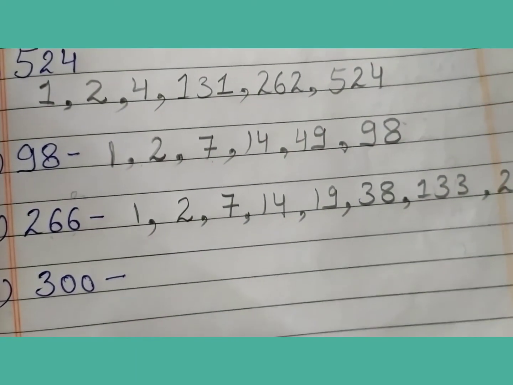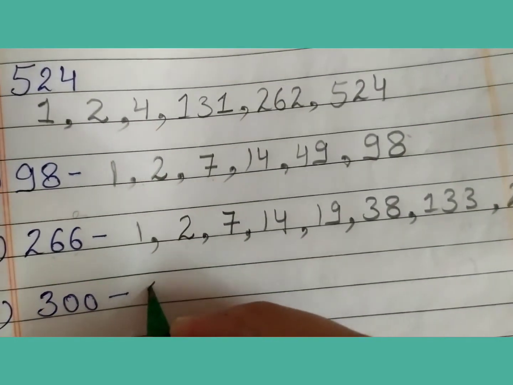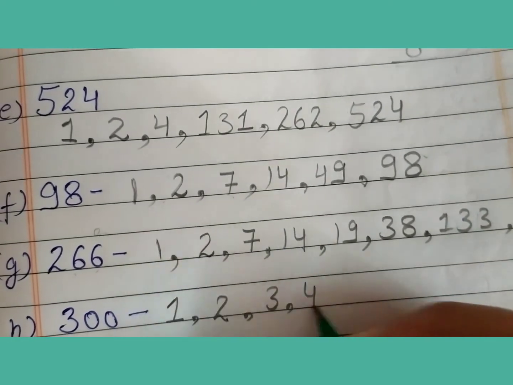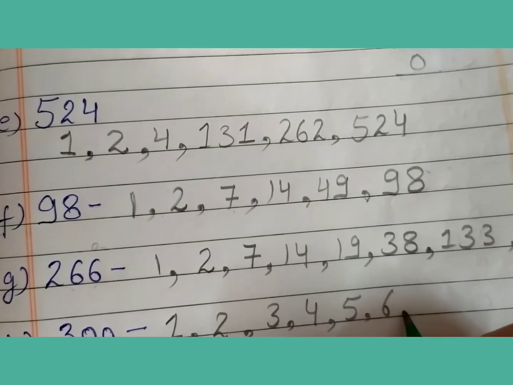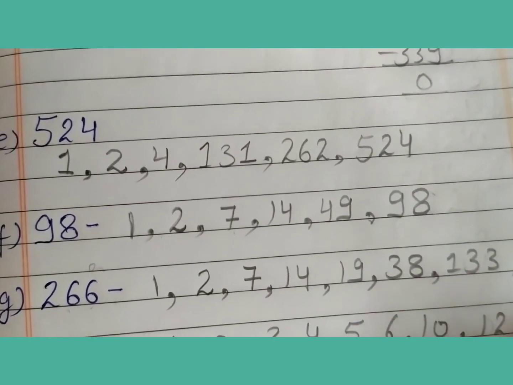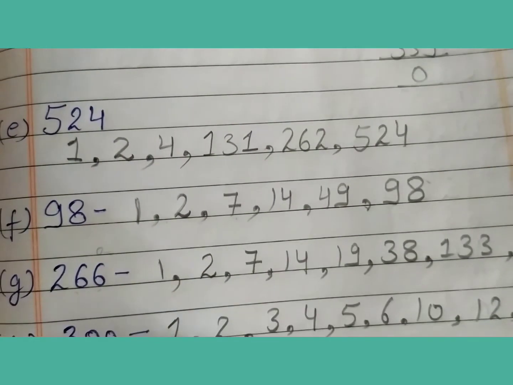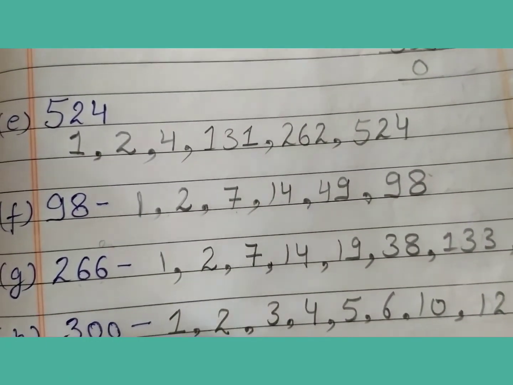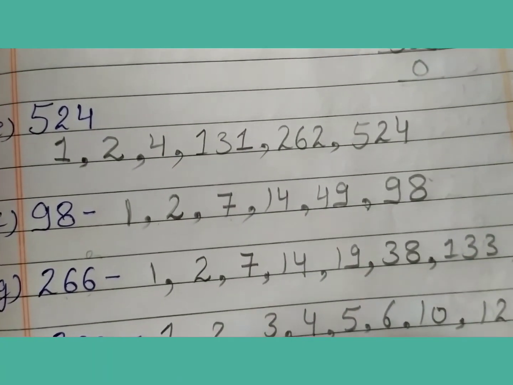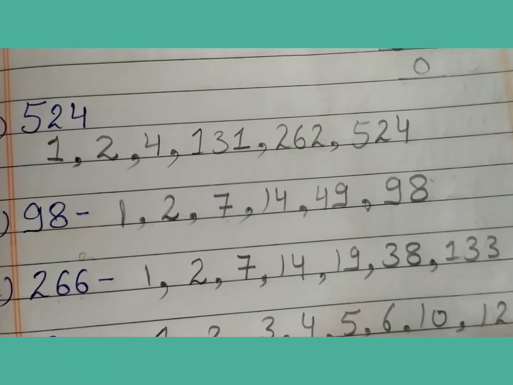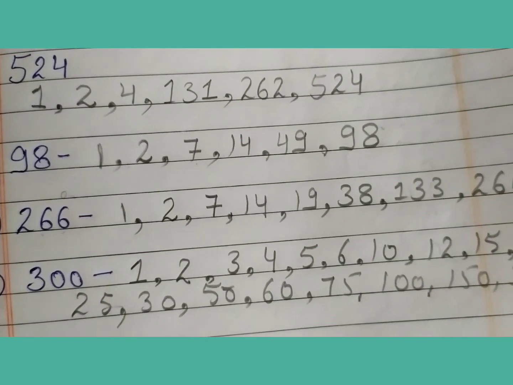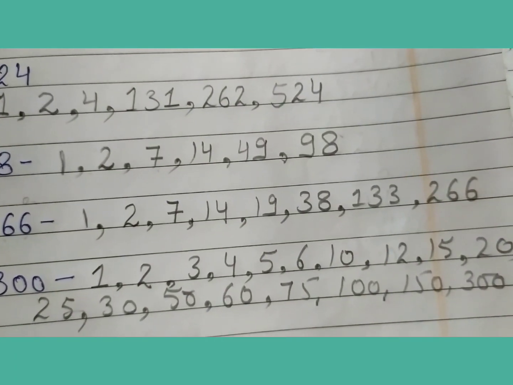Children, 300 is exactly divisible by 1, 2, 3, 4, 5, 6, 10, 12, 15, 20, 25, 30, 50, 60, 75, 100, 150 and 300, so all are factors of 300. Okay children, thank you.